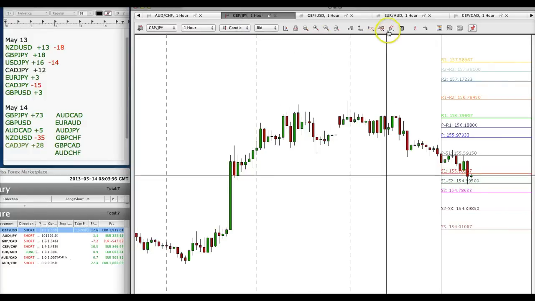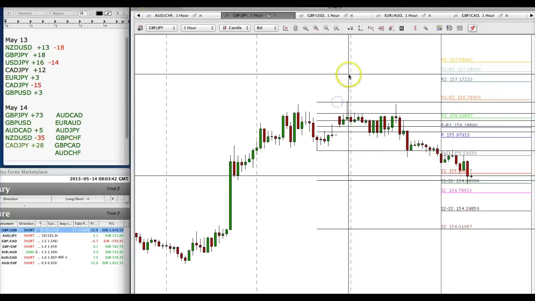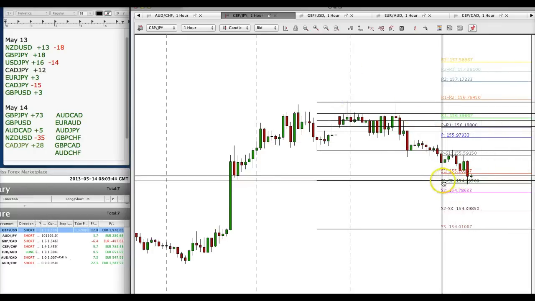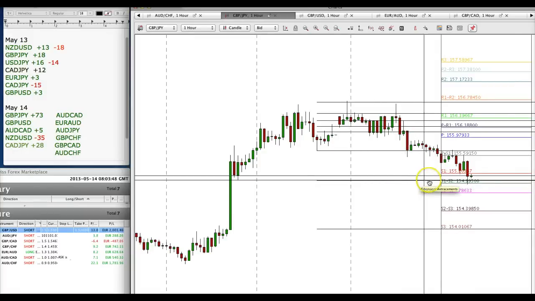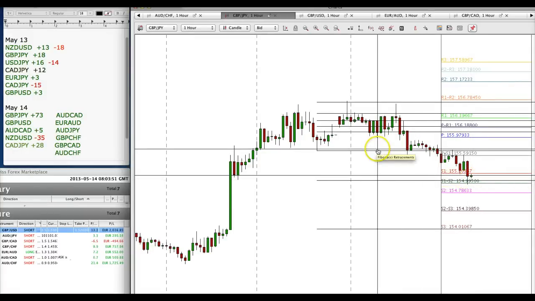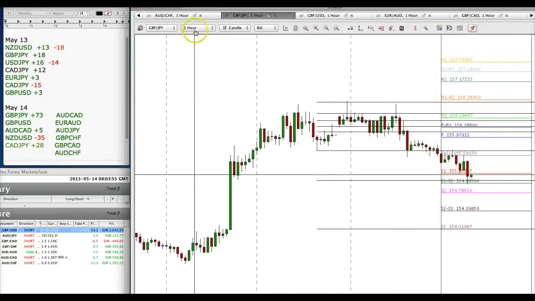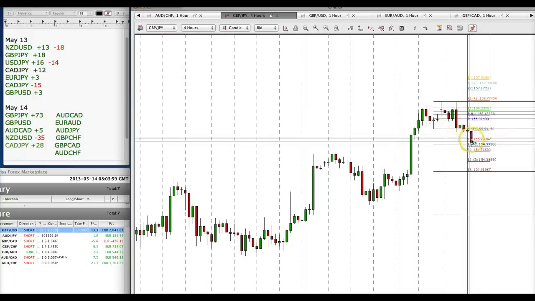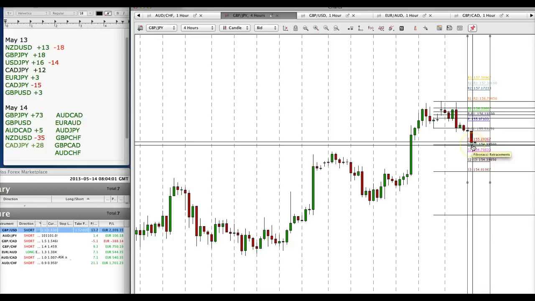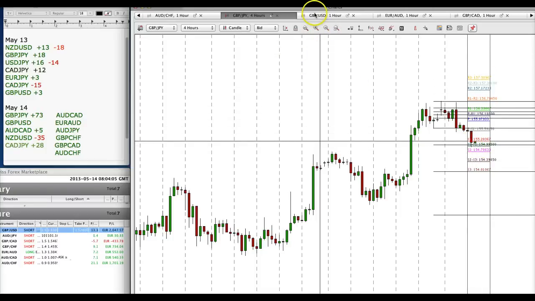Pound Yen, I think it hit our retracement level, which was that 161 extension. I had a target at the 161 extension, and it hit our target. And again, price was below the main pivot point at time of entry on the 4-hour and 1-hour chart. Price sold off to the first 161 extension level, so we're out of that trade.